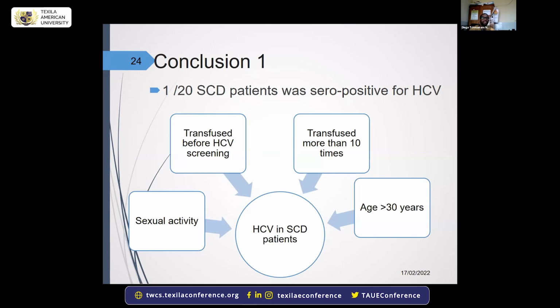Because we noticed that sickle cell patients had the tendency of being promiscuous, because they had this attitude of, I will soon die, so let me just live my life. So most of them were indulging in risky sexual activities like multiple sexual partners and all sorts of orgies. They were indulging in orgies and sexual promiscuity.